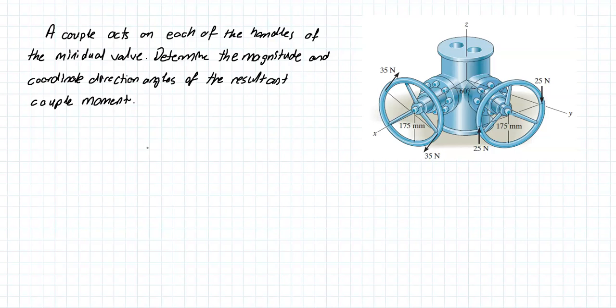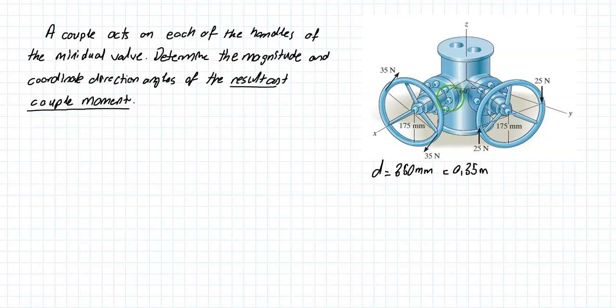And the diameters of the handles are both 350 millimeters, and that will be equal to 0.35 meters. Okay, that's the diameter of the handles. So we are asked to determine the magnitude and coordinate direction angles of the resultant couple moment.